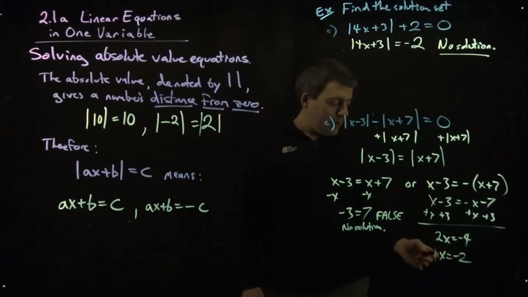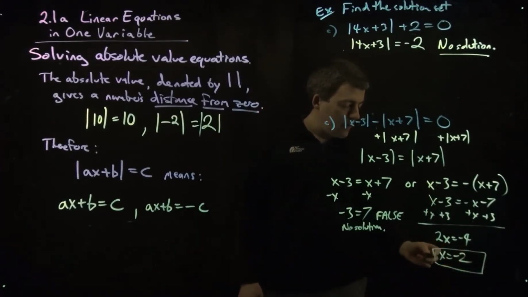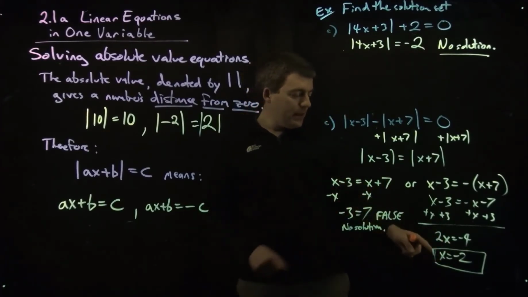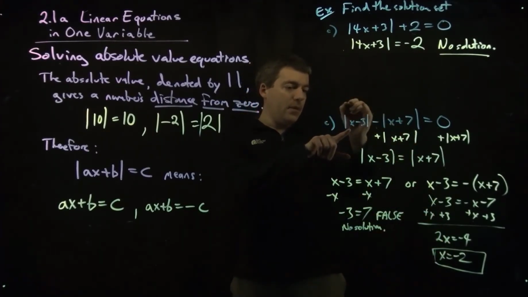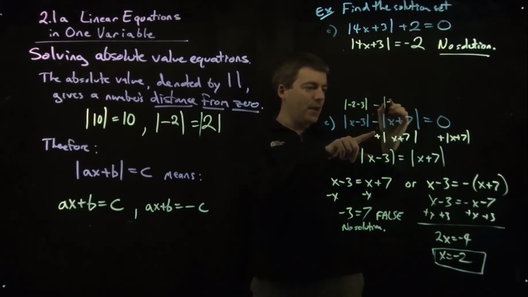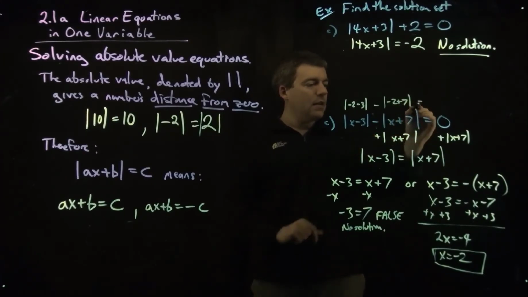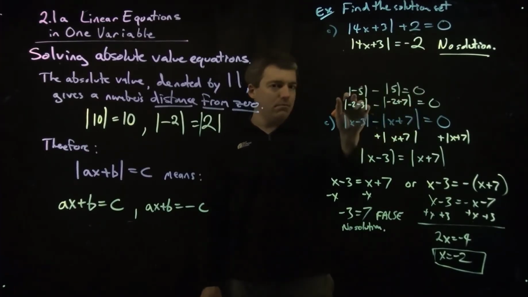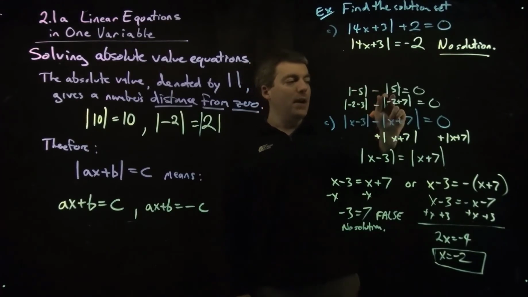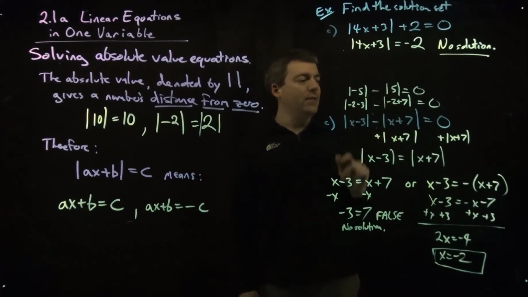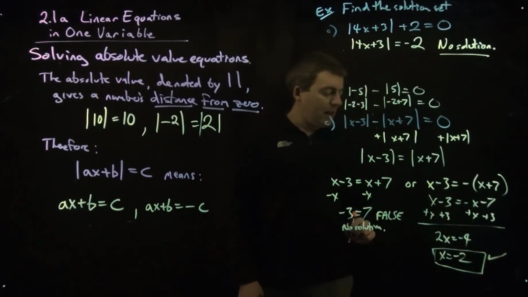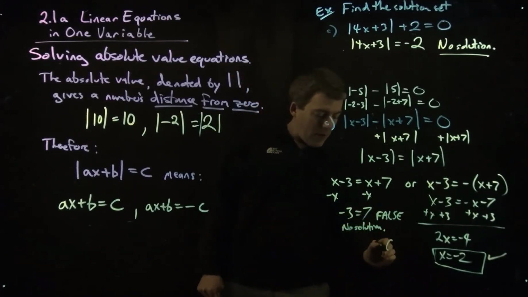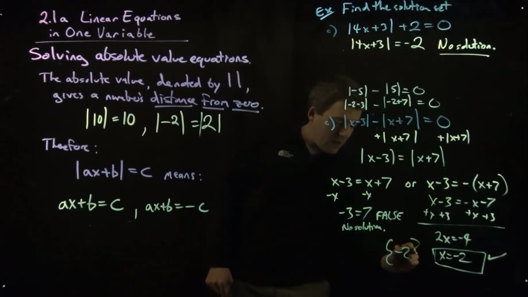All right, so let's check that in the original. We'll have the absolute value of negative 2 minus 3, minus the absolute value of negative 2 plus 7, is 0. So we have the absolute value of negative 5 minus the absolute value of 5 equals 0. Well, the absolute value of negative 5 is 5, minus the absolute value of 5, which is 5. 5 minus 5 is 0. So this is indeed a solution, and that would be the solution set, negative 2.